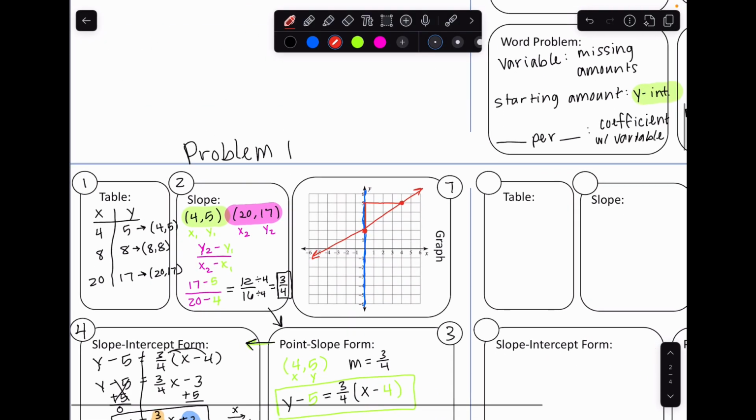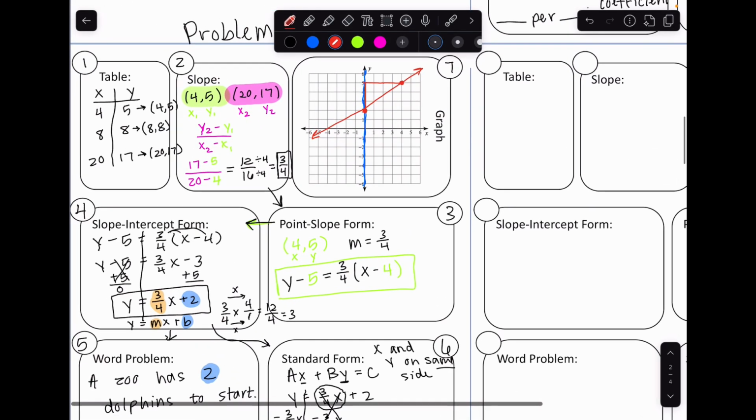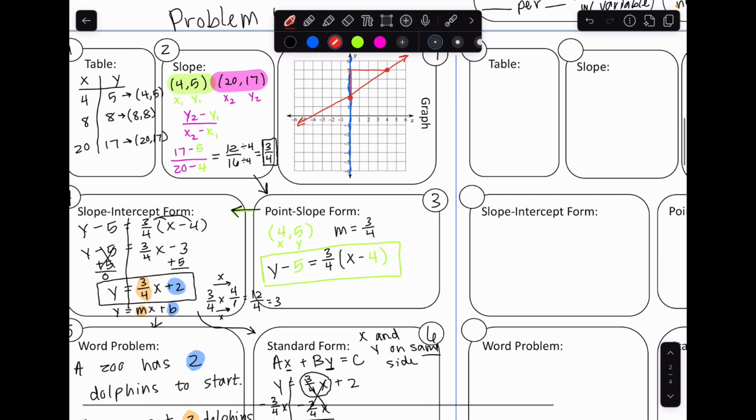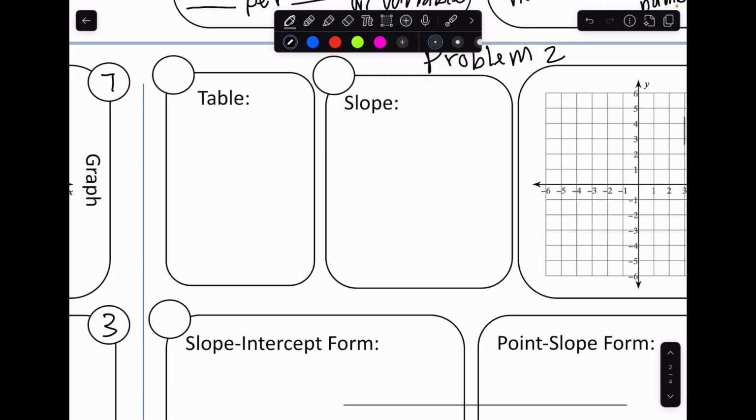All right. Now we finished all of problem 1. And it all started just from a table. Okay? So we knew all that just from one of these pieces. All right, let's try another one. But we're going to start somewhere else this time. So problem 2. This time, let's try starting with our word problem.